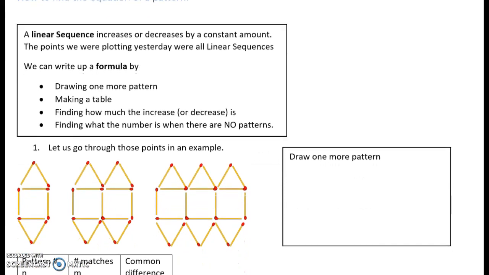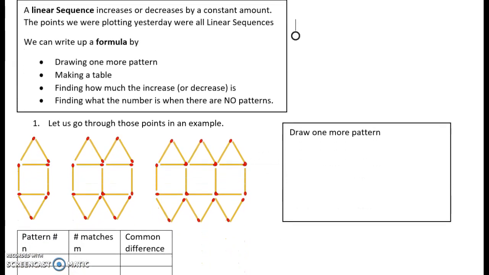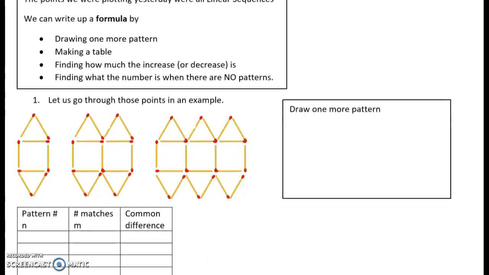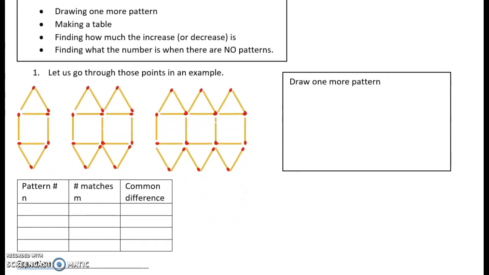I'm going to move this down so we can see the whole thing, but we can still see our box. What I would like you to do is write down some notes on what a linear sequence is into your books, and I will be checking that. Drawing one more pattern is our first step. So I am going to draw my next pattern here.